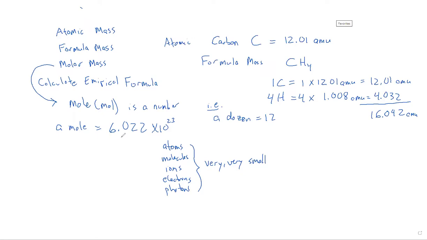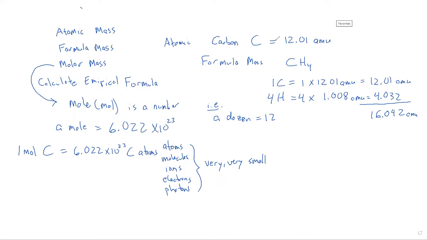And so we'll refer to things as moles. If I have 1 mole of carbon atoms, I have 6.022 times 10 to the 23rd carbon atoms. Does that make sense? So it's a very, very large number because atoms are very, very, very small.